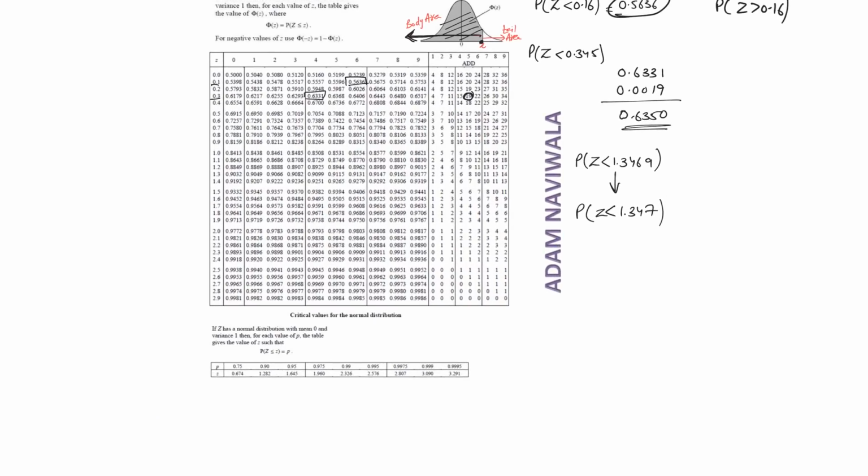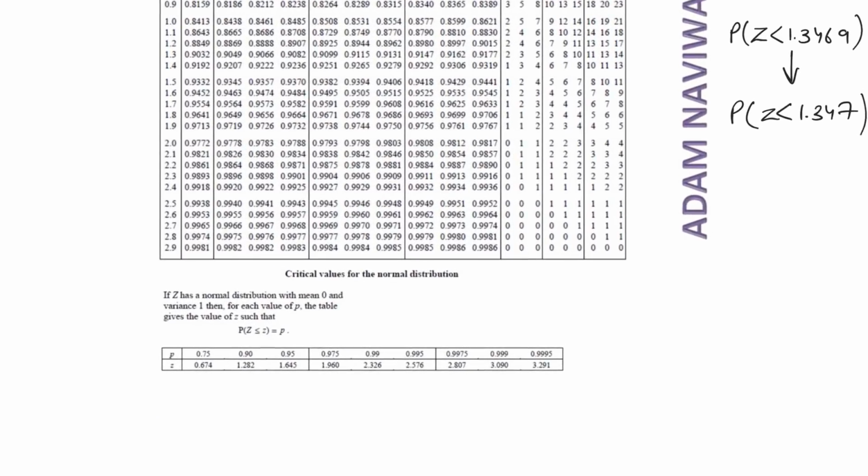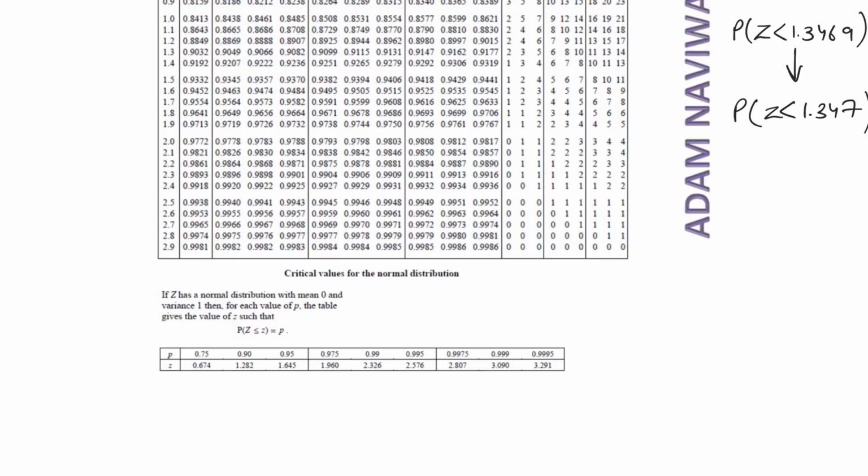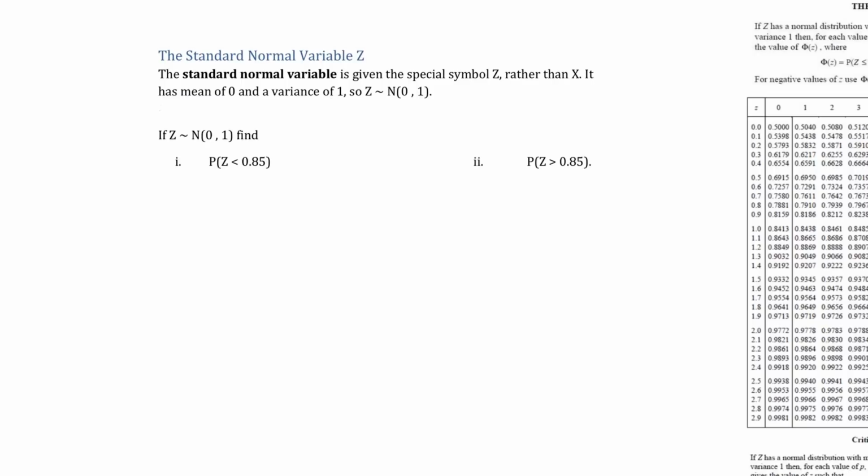Now there are some probabilities we will call critical values. For example, if you have a probability of 0.75 or 0.9, and you want to find the corresponding z value, they are separately mentioned in this table.